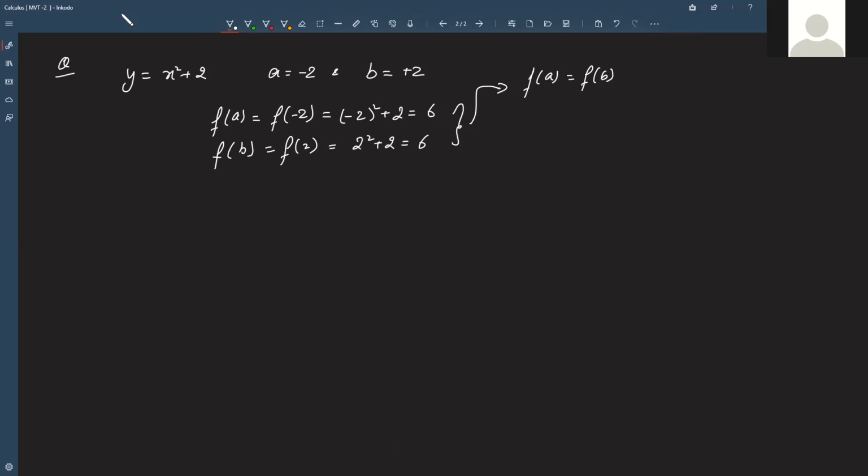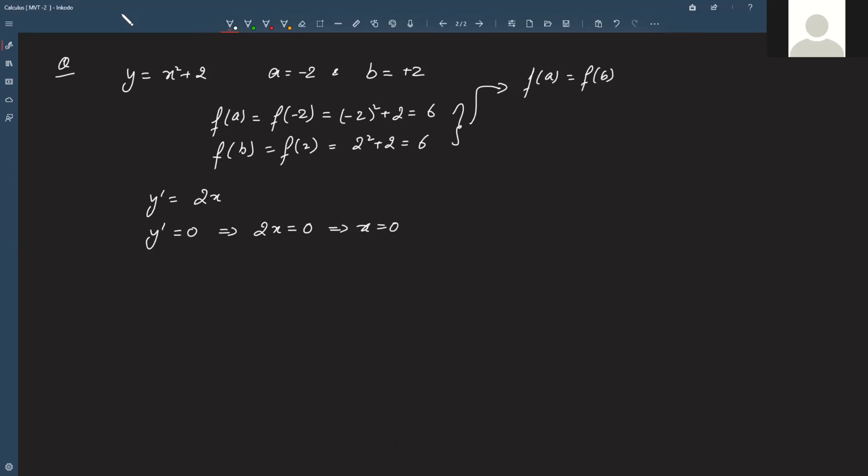We have to prove that there is a point between plus 2 and minus 2 at which the differentiation of the function will be 0. So in order to do that, let's first find what is y dash. So y dash is just 2x. And when will this y dash be equal to 0? 2x will be equal to 0. That means x will be equal to 0.